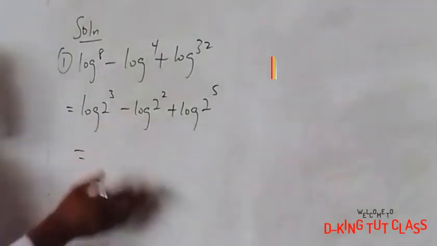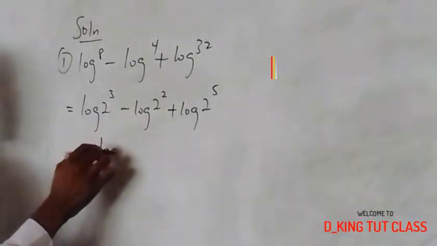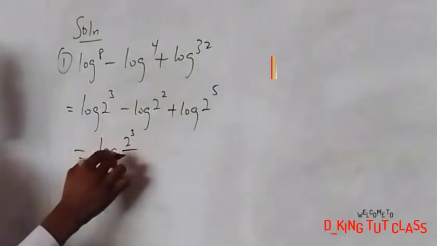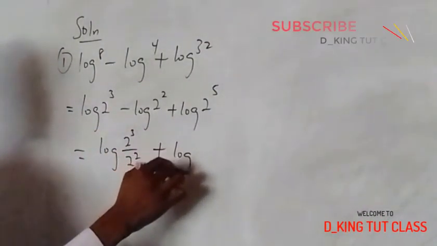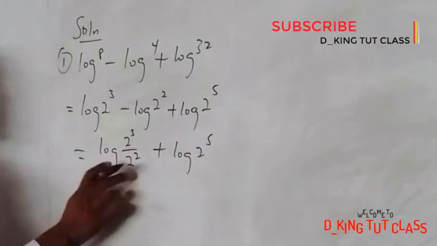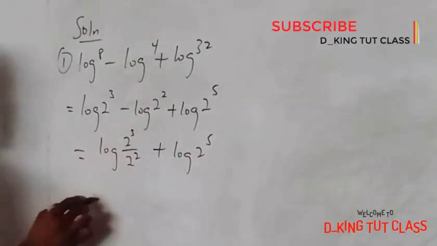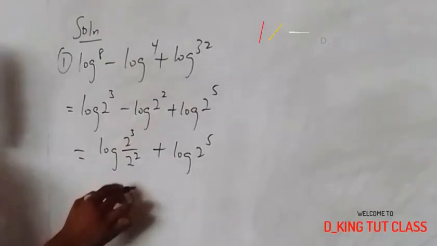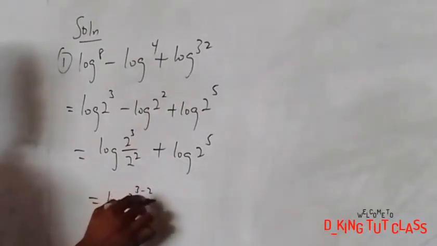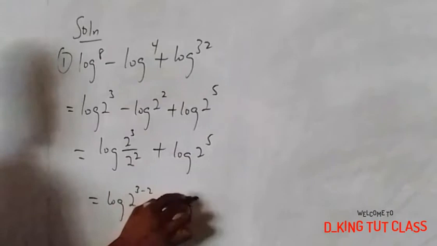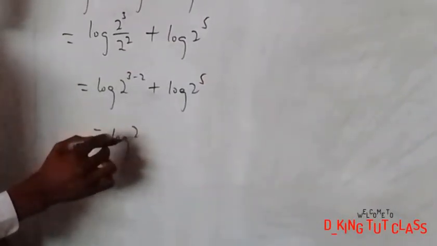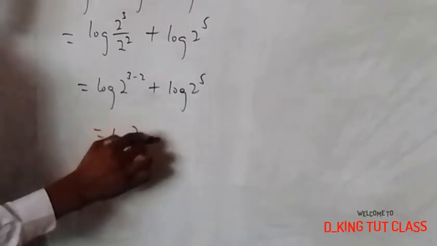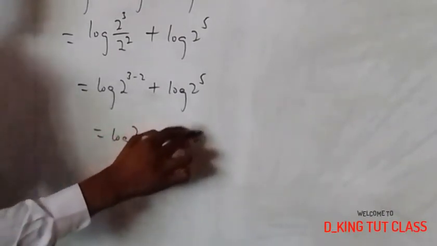For minus, I'm going to divide, which becomes log 2 raised to power 3 over 2 raised to power 2. Then plus log 2 raised to power 5. Using indices, I have log 2 raised to power 3 minus 2, then plus log 2 raised to power 5. That is log 2 raised to power 1, plus log 2 raised to power 5.